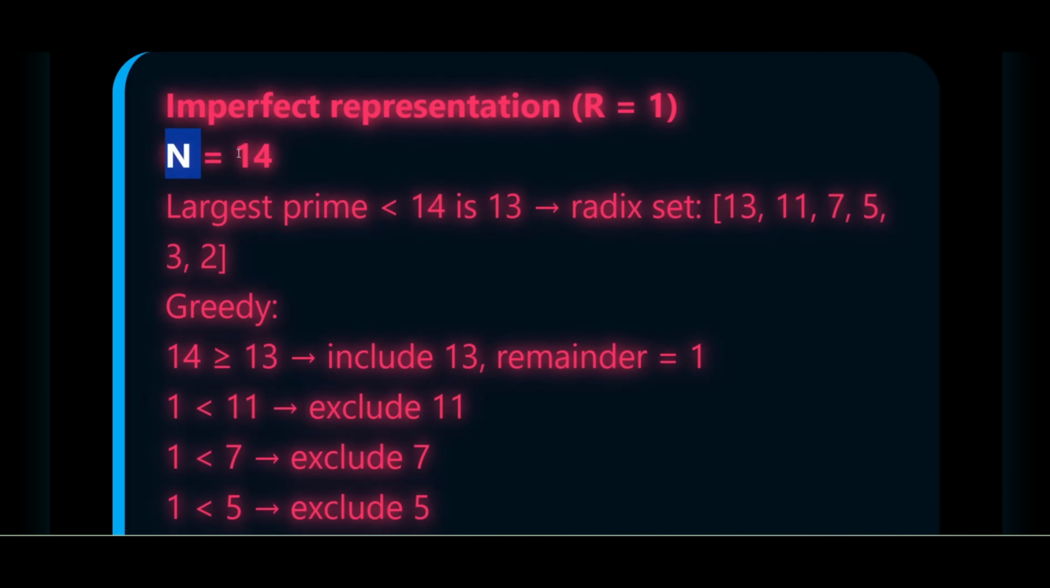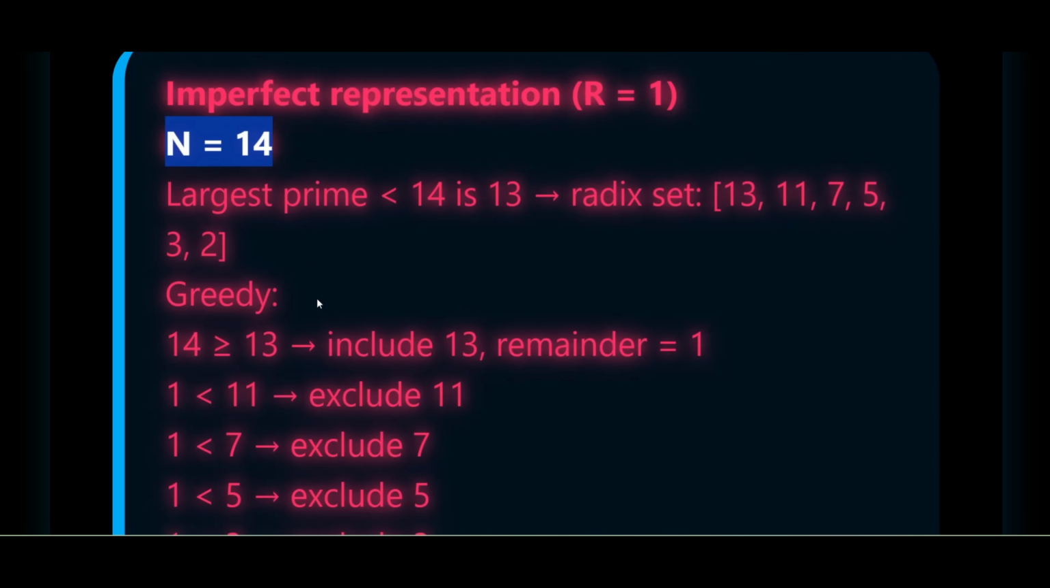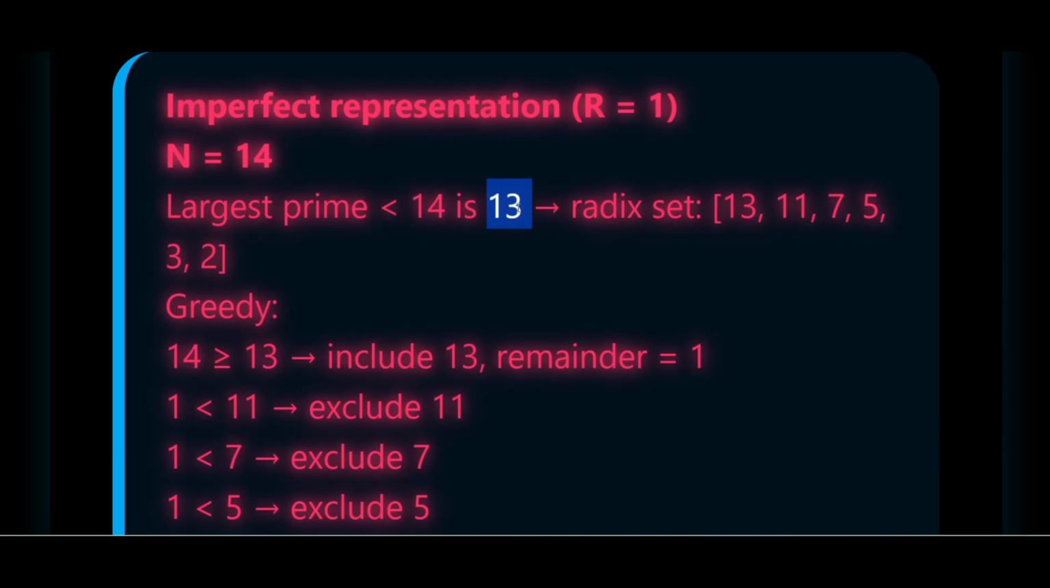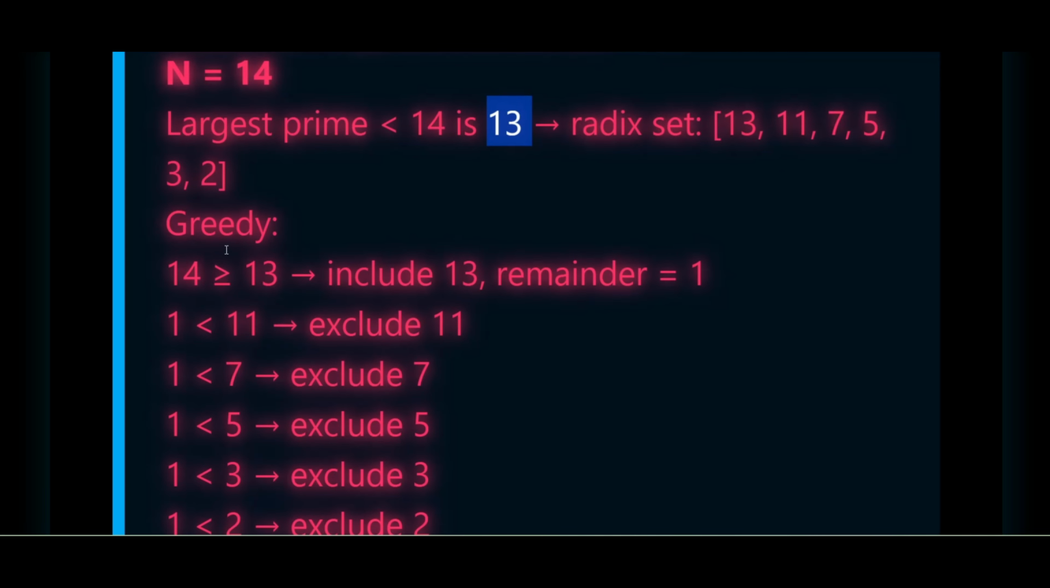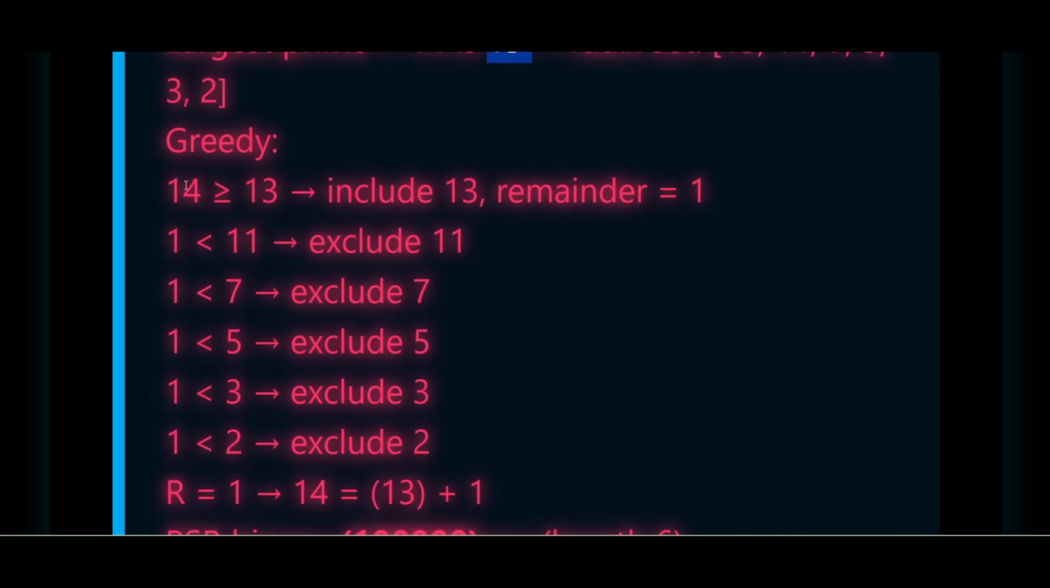So for the number 14, if we try to represent it in the prime base, 13 is the largest prime number closer to 14, so 14 is in the base of 13, and the set of all the prime numbers in the base of 13 is 13, 11, 7, 5, 3 and 2. Now we do our greedy search: we check 13 is less than 14, include 13, remainder is 1.